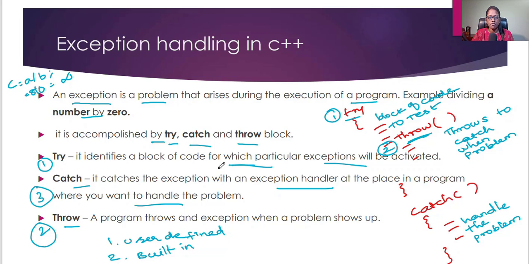Try identifies a block of code in which particular exceptions may be activated. Is there any exception or any error? That particular block of code will be given in the try block. And throw: a program throws an exception when a problem shows up. When a problem is there, the program immediately throws that exception. Throw the exception.